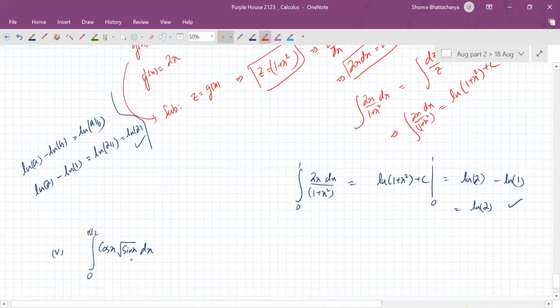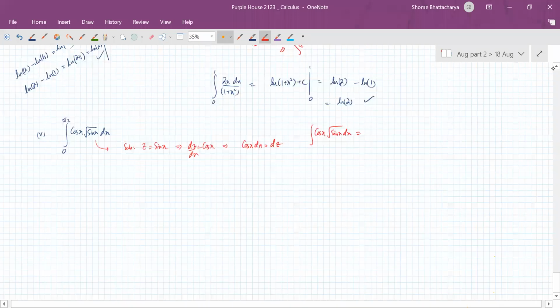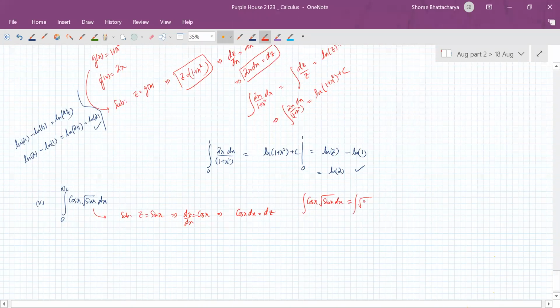Okay, so now in this again you see the term sin x. If you substitute sin x as z, then dz by dx is cos x. So that means cos x into dx can be substituted as dz. Just rearrange it a little bit and write it like this: the root of sin x into cos x dx. So this whole term cos x dx becomes dz, and the sin x term becomes z.